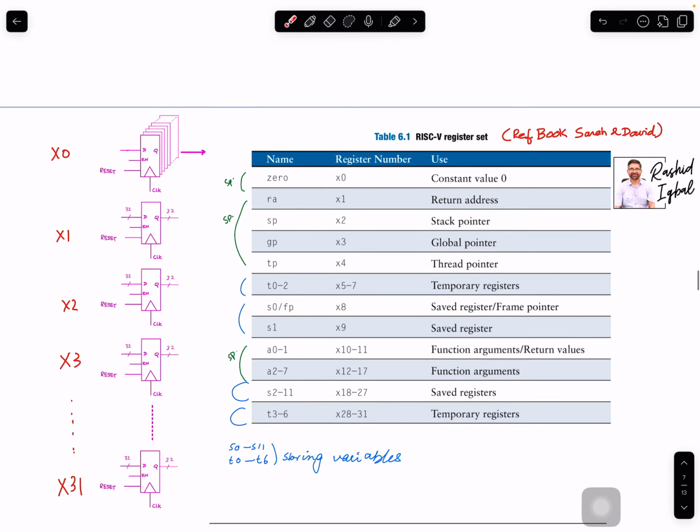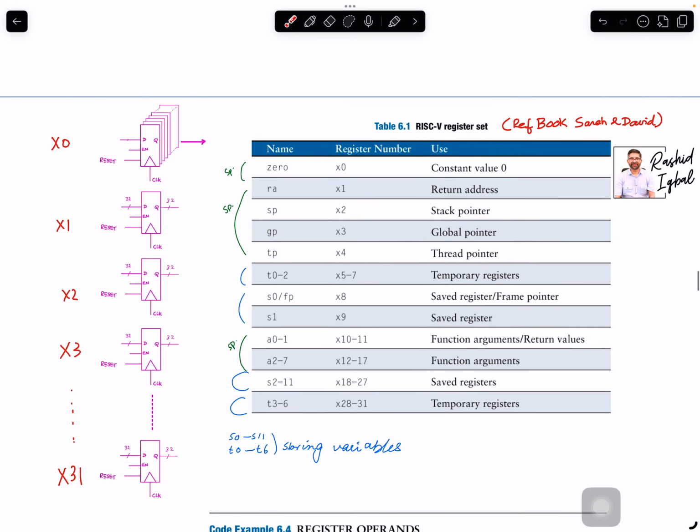Registers in RISC-V: the register I talked about above was 1 bit, and to make it 32 bits, we connect 32 of these. Each one is 32 bits, and then we have 32 of these, x0 to x31. We also give them names so that we can refer to them in different operations.